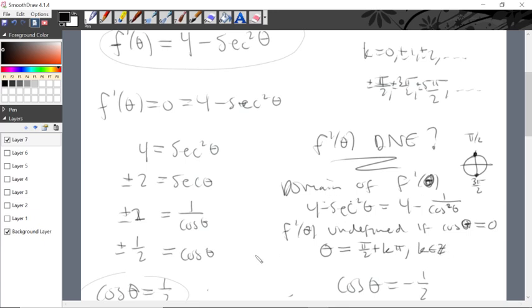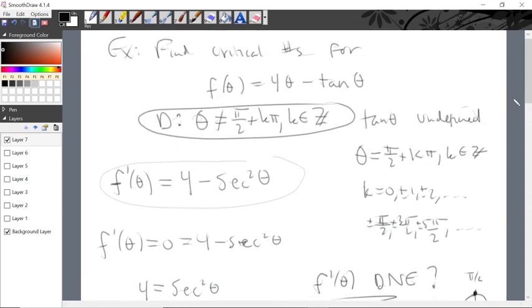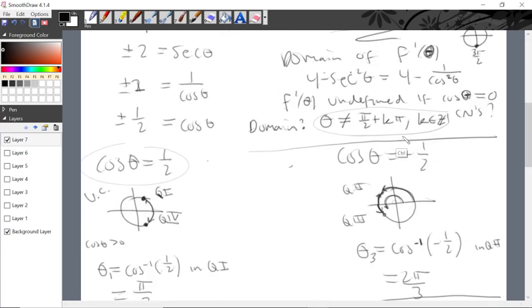And so the domain of f prime, that's what I was finding here, is that theta is not equal to pi over 2 plus k pi, for k an element of the set of integers. Are these critical numbers in this case? They would be if they were in the domain, but they're not in the domain of the function. So if we tried to evaluate the original function at any of those values, we would get undefined anyway. So are these critical numbers? They are not critical numbers because they are not in the domain of f.